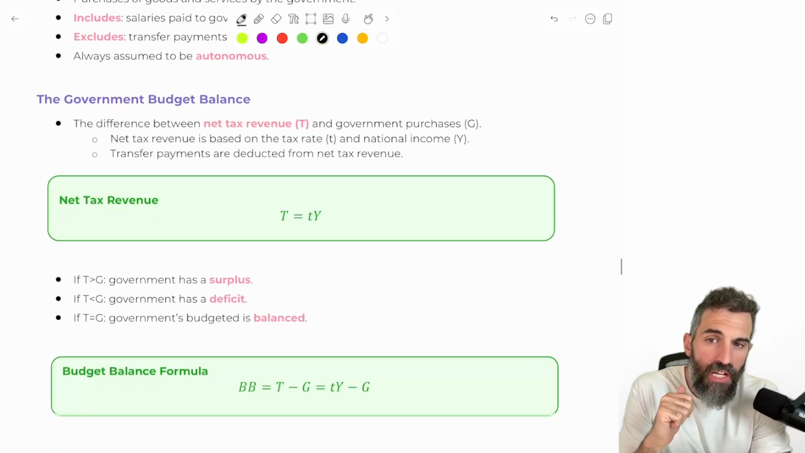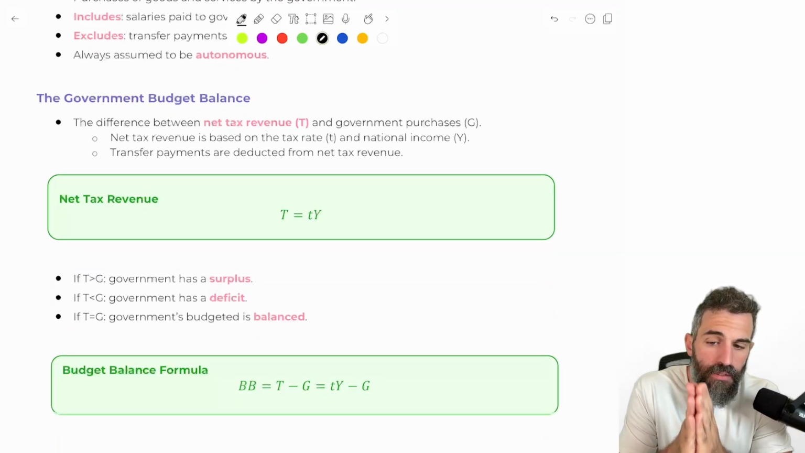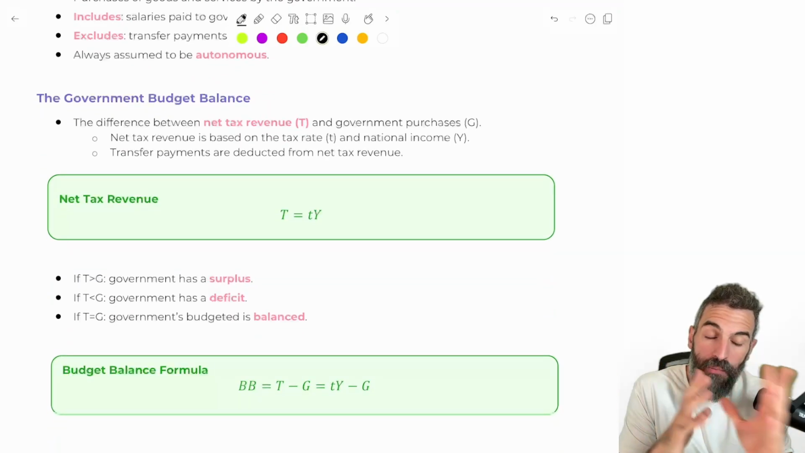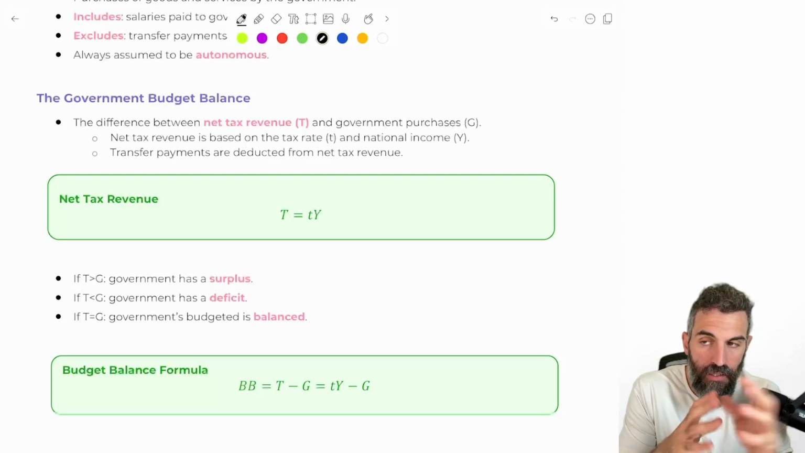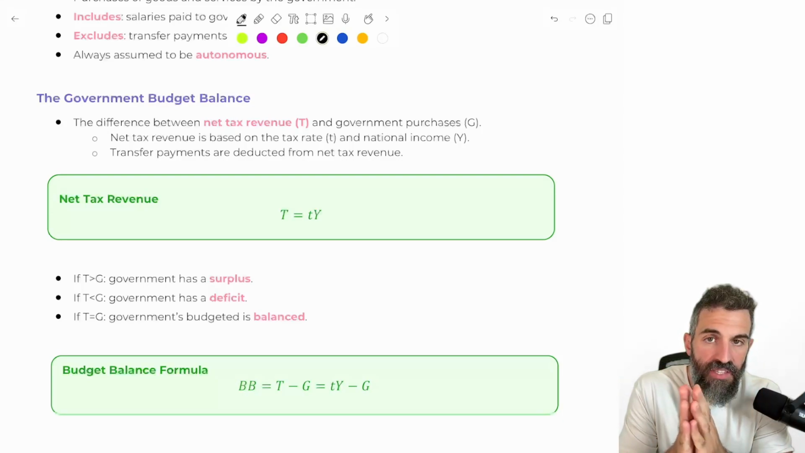Now, there's something called a government budget balance, and we have a whole chapter on this in macroeconomics towards the end. But basically, the government budget balance is the difference between the money that the government brings in from taxes and the money that the government spends on its purchases. So let's talk about tax revenue first of all. Tax revenue is very simple. It's based on national income.